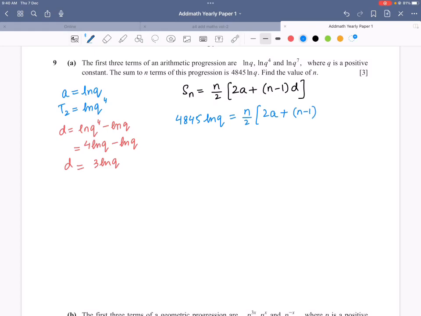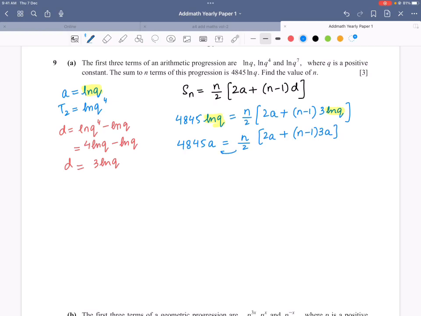D is 3 ln q. Now the question is very much complicated if we solve in ln q. So what I will do, I will place a instead of ln q, because we know that a is ln q. So instead of ln q, I will use a. It will be 4845a is equal to n over 2 [2a + (n - 1)3a]. It will be easy to solve.